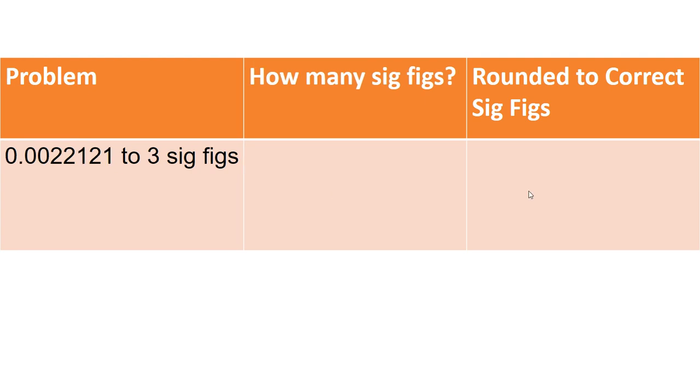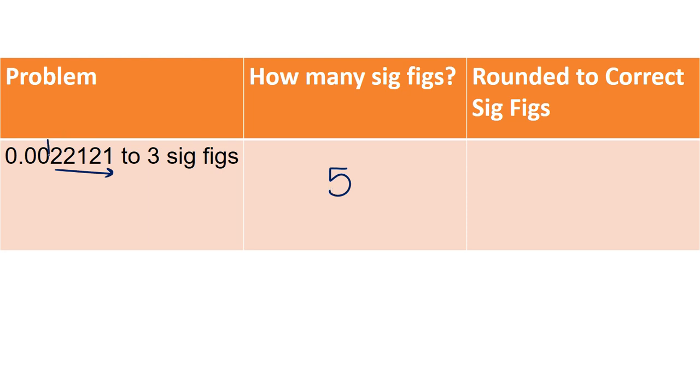In our next one, we have 0.0022121 to 3 sig figs. It's a Pacific again because we have a decimal. So we start at that 2, make our way to the right, and so this one is going to have a total of 5 significant figures. We want to round it off at 3.